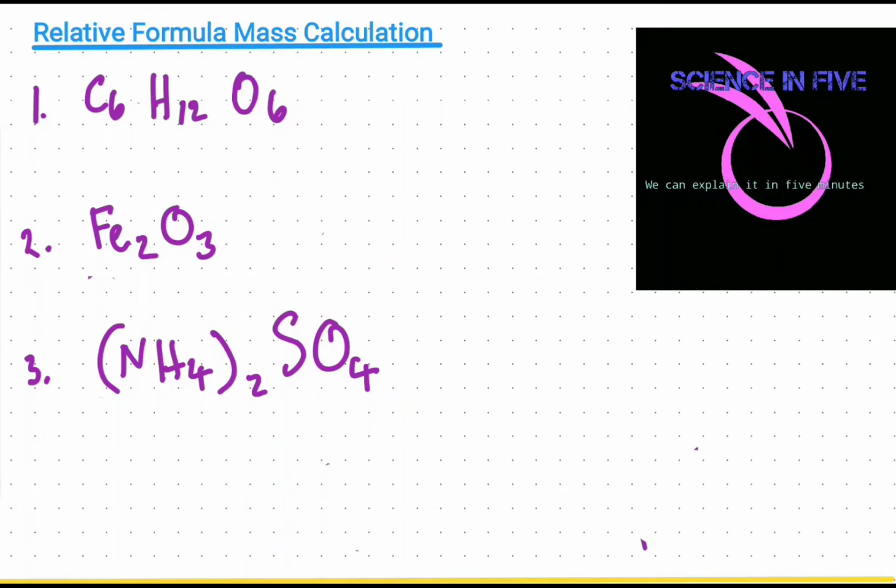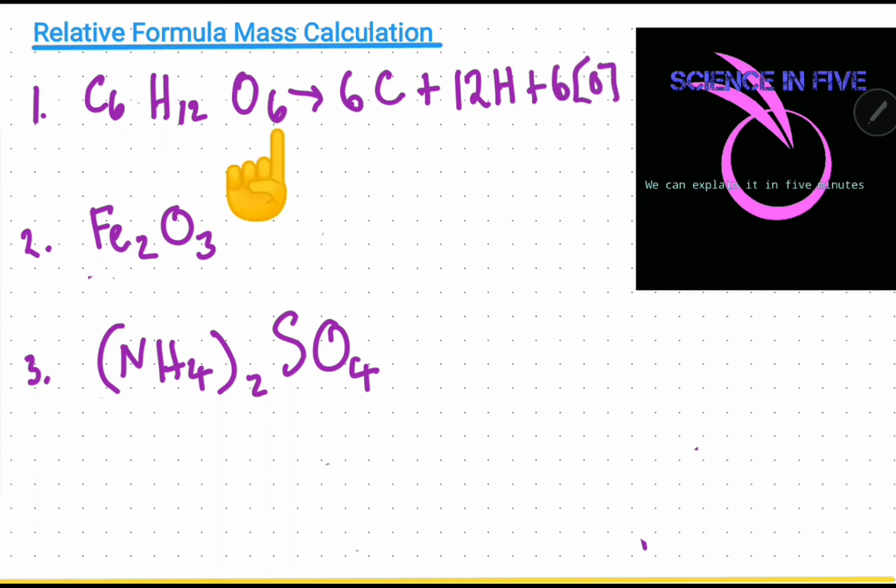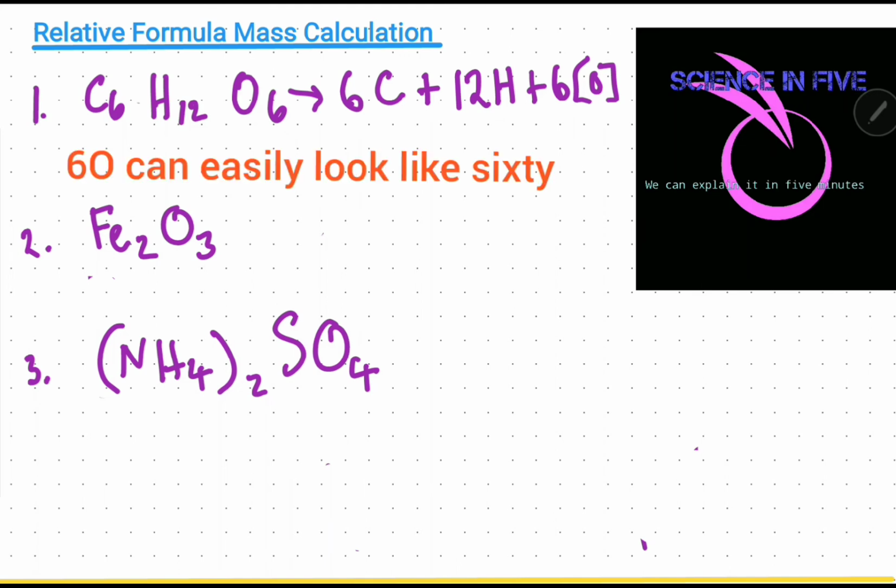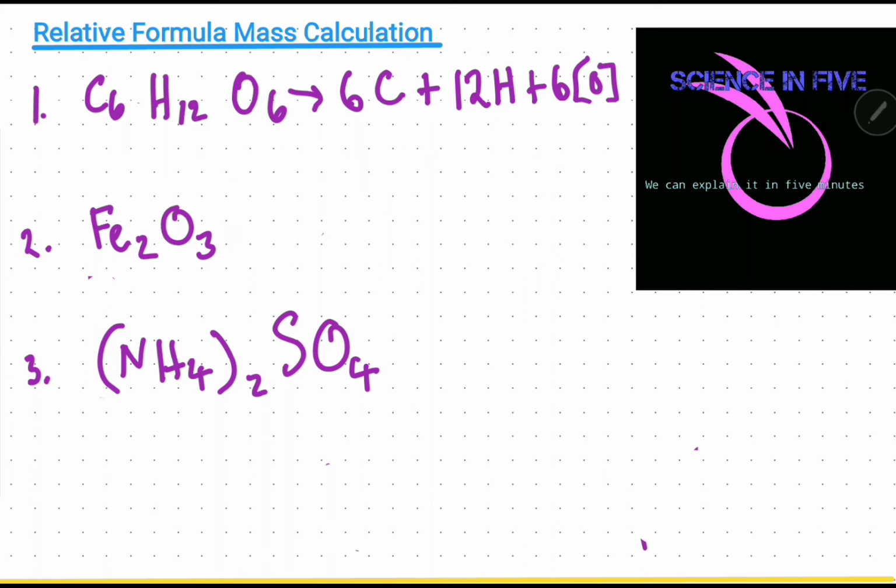Okay, for number 1, I can see that in this formula there are 6 carbon atoms, 12 hydrogens, and 6 oxygens. The reason why I put the square bracket is to avoid it looking like 60. If I just write 6 and O, it might end up looking like 60 and it might be a little bit confusing. Now, since there are 6 carbon atoms, the mass of 1 carbon atom is 12.